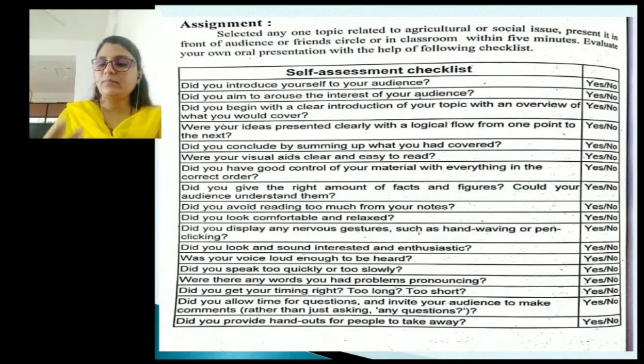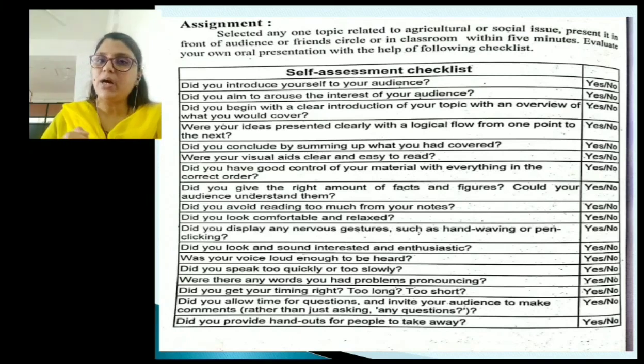Then here we discussed oral presentation: the purpose behind a presentation, and the categories of presentation. We also saw tips for effective presentation and some guidelines for making a presentation. These points we covered in today's practical. In the next practical we are going to discuss group presentation and evaluation of presentation.